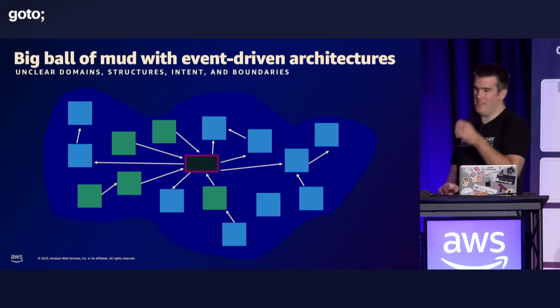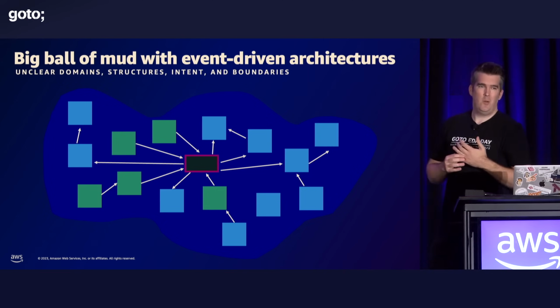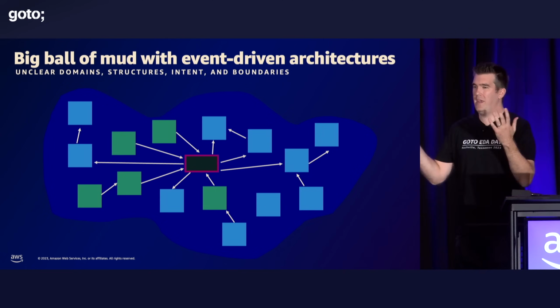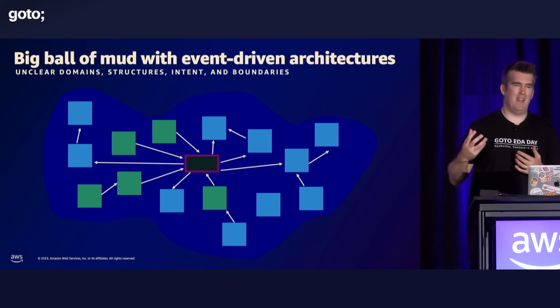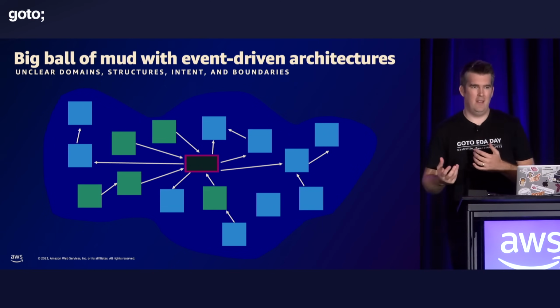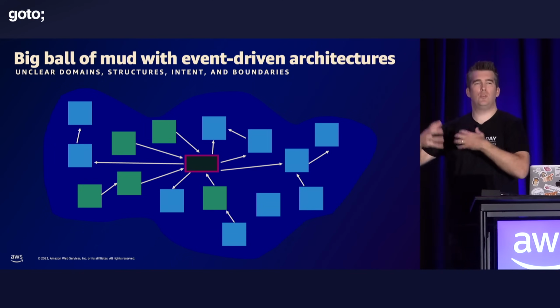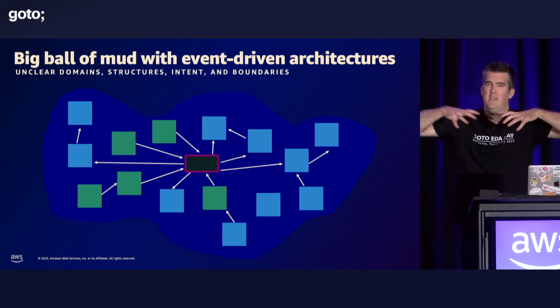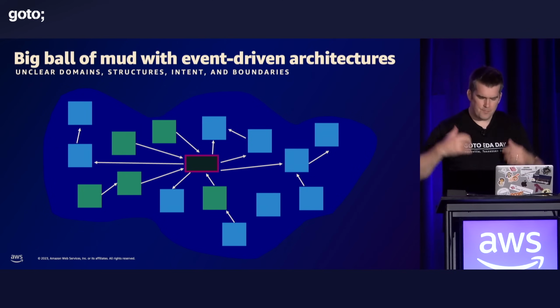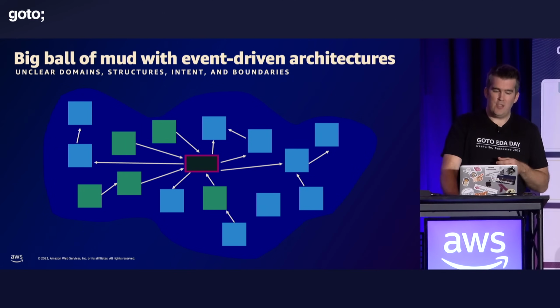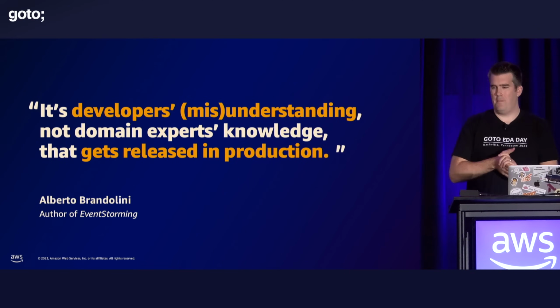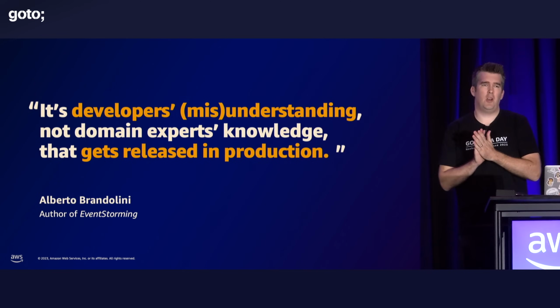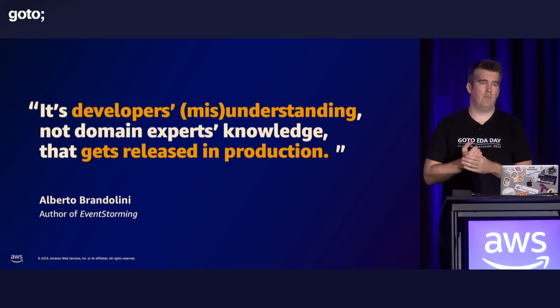And what it tends to lead to is this big ball of mud. It's actually a domain-driven design term. Unclear boundaries, unclear intent, unclear discoverability, and we just have these things talking to each other because this architecture has naturally grown. And the interesting thing here, this is from Alberto, the author of Event Storming, is that this is a common problem: the developers' misunderstanding gets released into production, right?